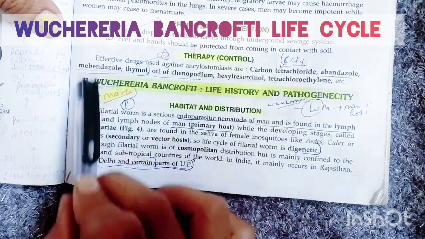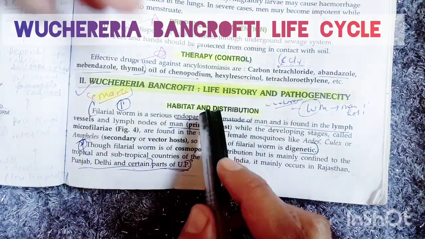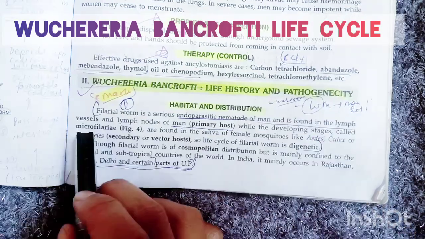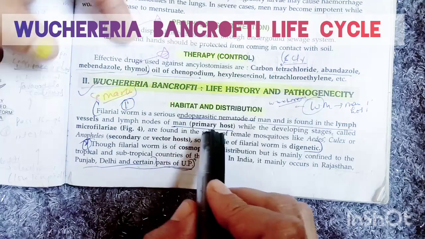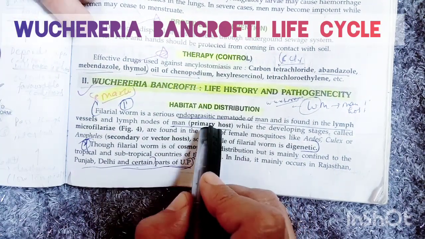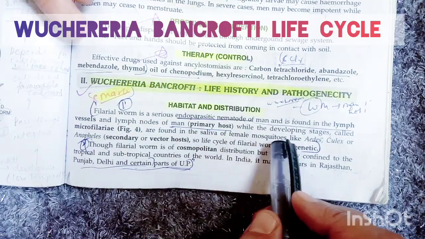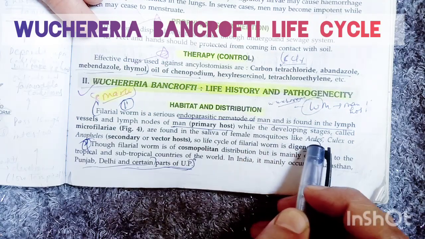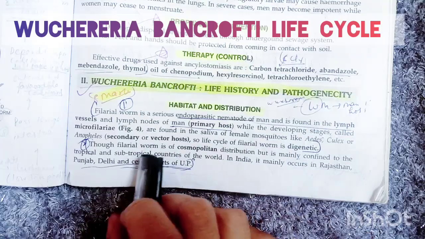So this is the filariasis worm. This is an endoparasitic nematode. That means it is present inside the body of man, and it is found in the lymph vessels and lymph nodes of man. So the lymph nodes of man are the primary host. That means here sexual maturation takes place, while the developing stage called the microfilaria is found in the saliva of female mosquitoes like Aedes, Culex and Anopheles.